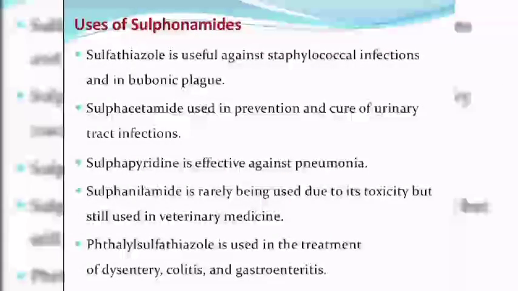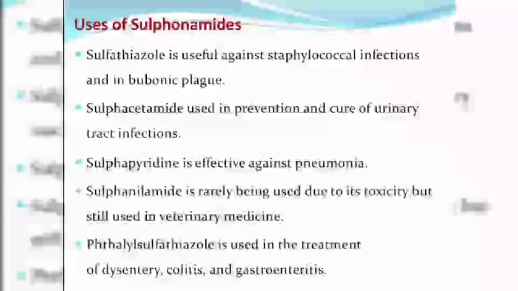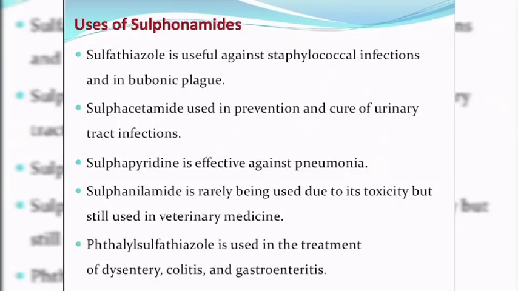What are the uses of sulphonamides? Sulphathiazole is useful against staphylococcal infections and in bubonic plague. Sulphacetamide is used in the prevention and cure of urinary tract infections. Sulfapyridine is effective against pneumonia. Sulphanilamide is rarely used due to its toxicity, but is still used in veterinary medicines. So, in this way there are a number of uses of sulphonamides.